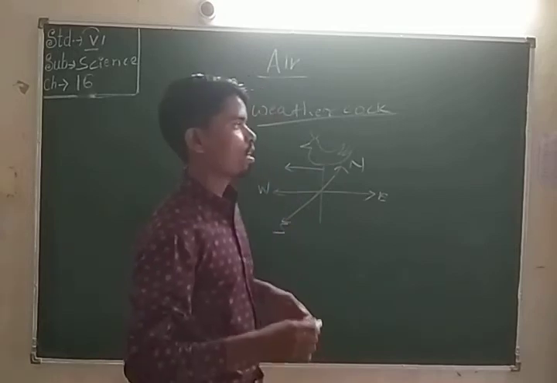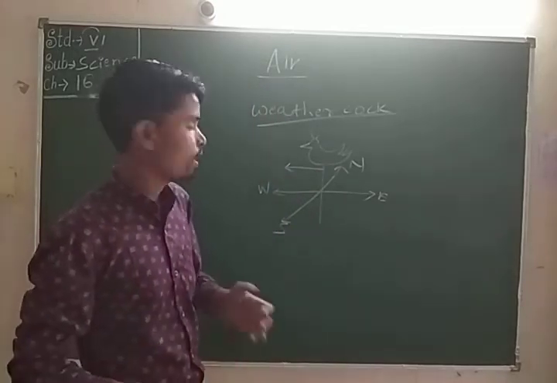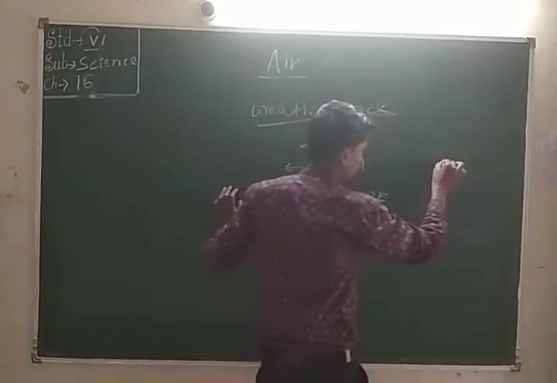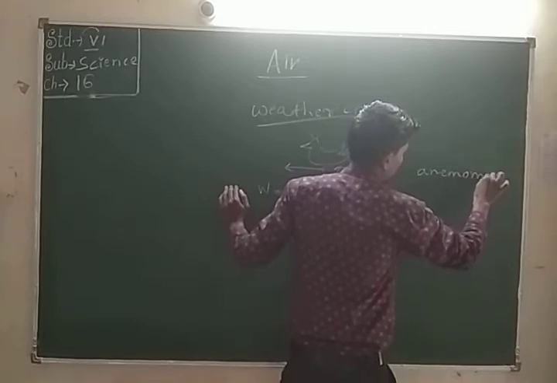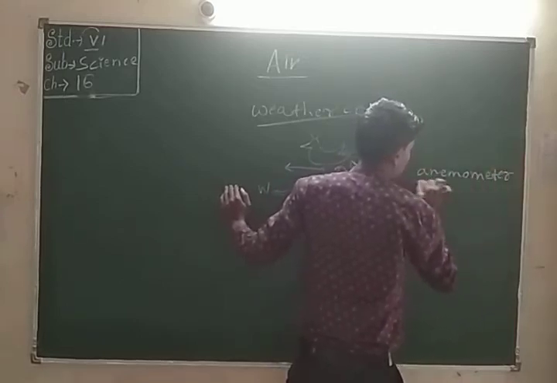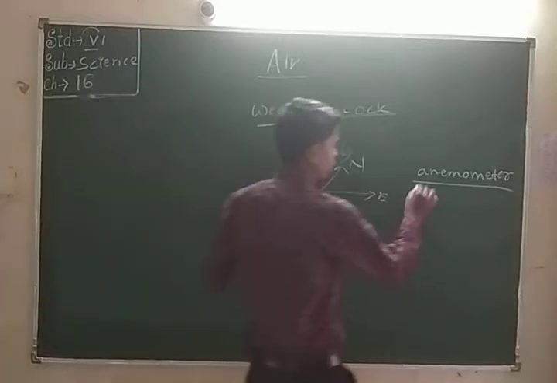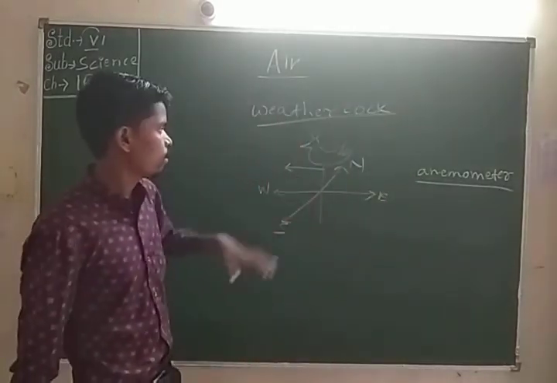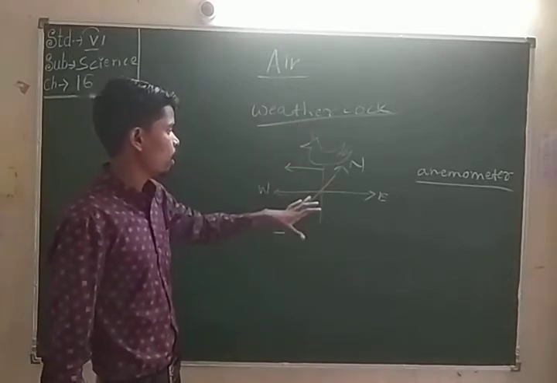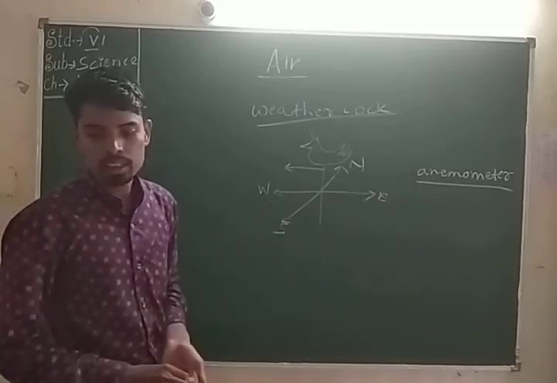So, that is the device. What is the device that we can use to measure the speed of air? That is the anemometer. So student, this is the device that we can use to measure the speed of the air, and this, the weathercock, is the device we use to measure the direction of the air. Okay.